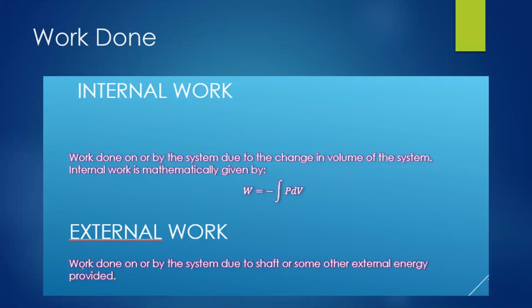So work done is basically divided into two parts. One kind of work done is the internal work done. Internal work done is usually due to the change in volume of the system. So work done is going to be work done on or by the system due to change in volume of the system.